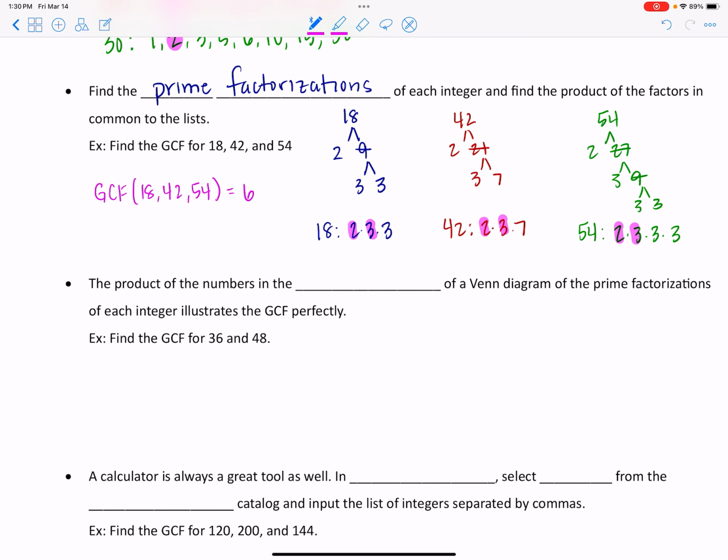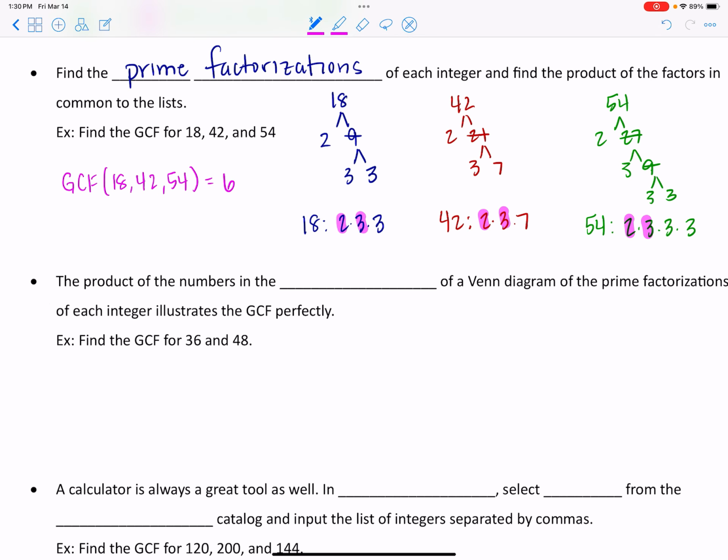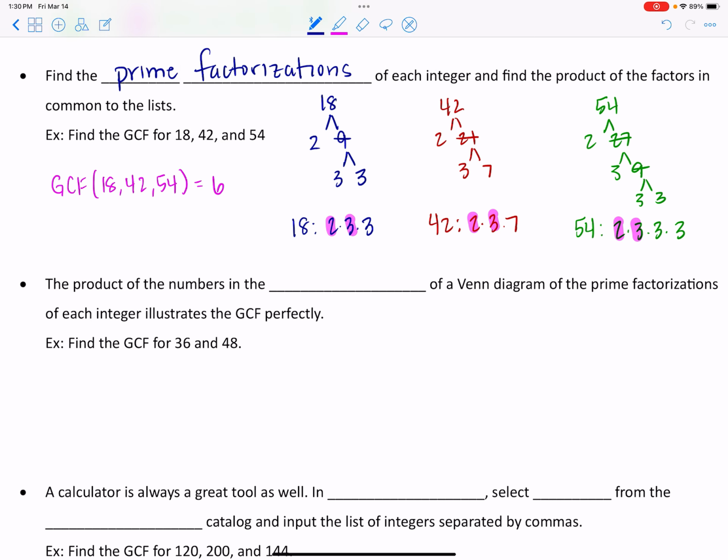Okay, now just organizationally, I want to show you another way that we can visualize and see the connection between the factors in our number and the GCF. It's probably not the way I would find the GCF, but it will become helpful when we get to the next topic, and that's using a Venn diagram. So the product of the numbers in the intersection of a Venn diagram of the prime factorizations of each integer will illustrate the GCF perfectly.